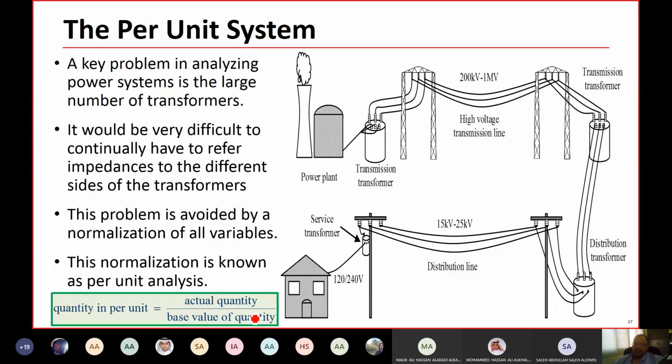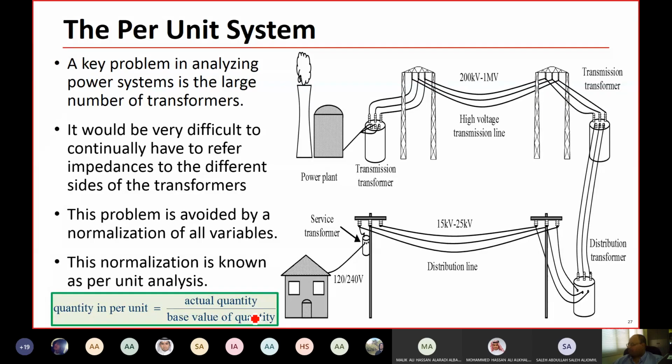In order to normalize, this is simply the case. The quantity in per unit equals the actual quantity over the base value of the quantity. That is, the current in per unit equals the actual current in ampere over the base current in ampere. The voltage in per unit equals the voltage in volt over the base voltage in volt. S also in per unit equals the actual apparent power in megavolt ampere over the base value of this.